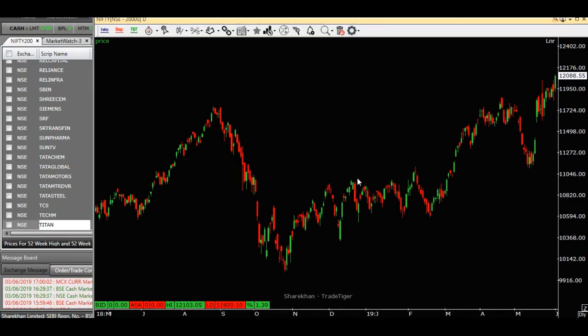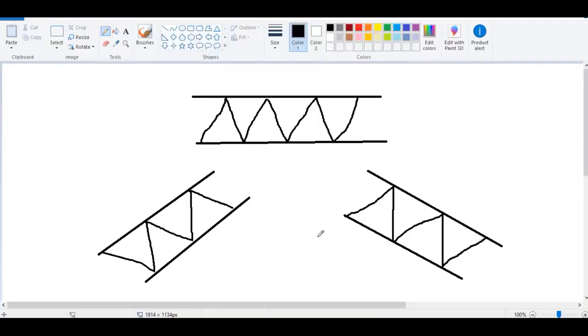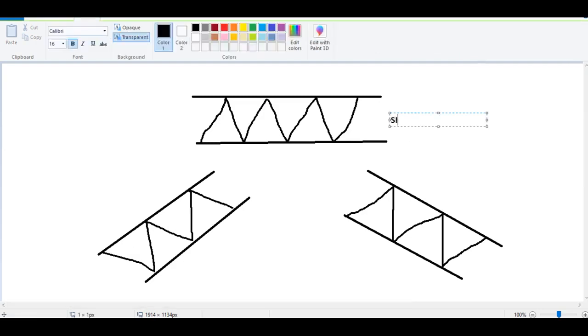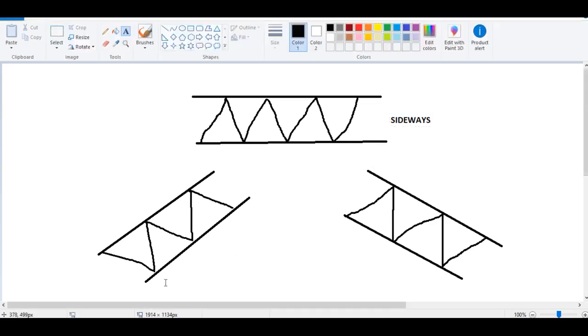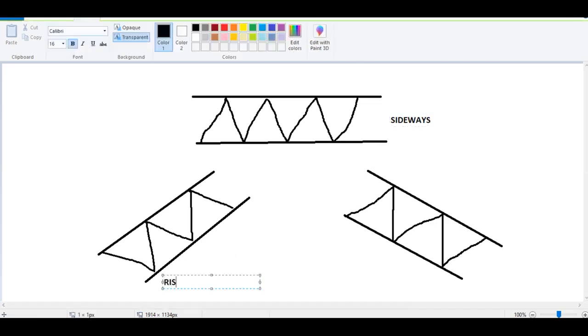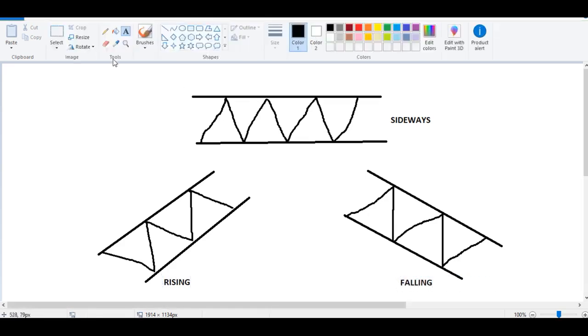So now let's look at another pattern called channels. We have three types of channels. One is called a sideways channel. Another one is a rising channel. And the third one is a falling channel.